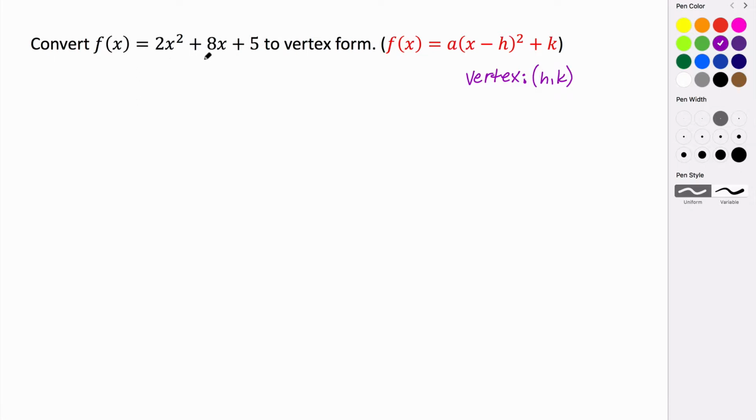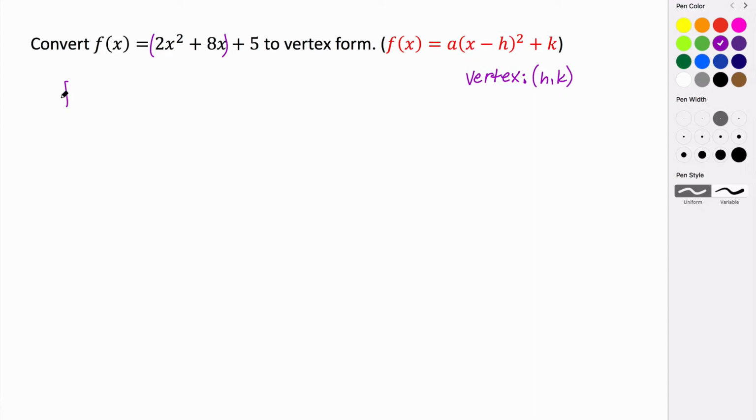To convert it into vertex form, we're going to need to use completing the square. So we are going to complete the square by grouping our x values and completing the square on those so that we can then convert it into vertex form. If you recall, in order to complete the square, the leading coefficient needs to be 1. So we're going to have to factor out a 2 from this.